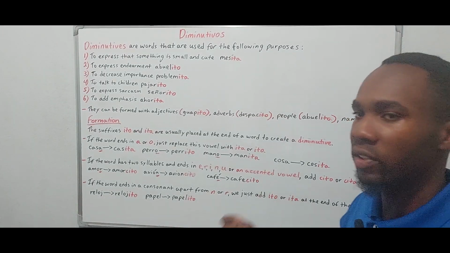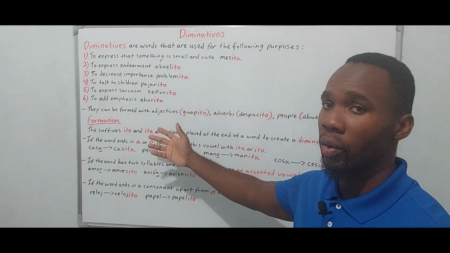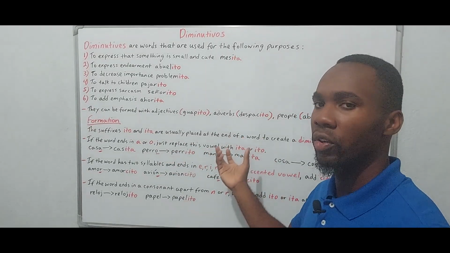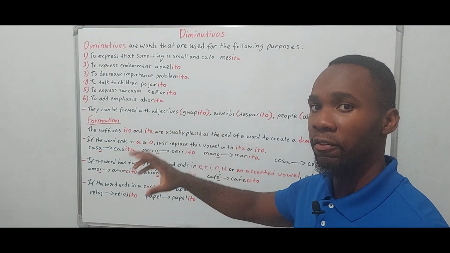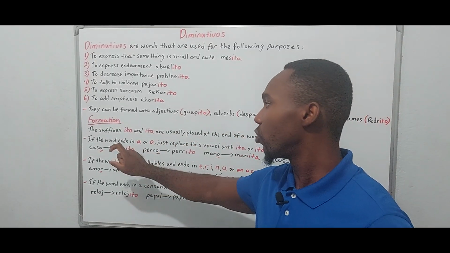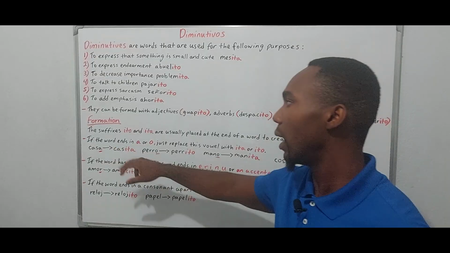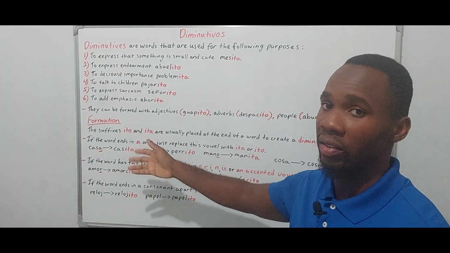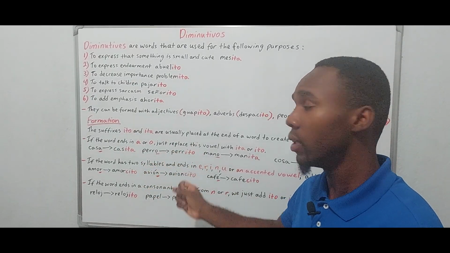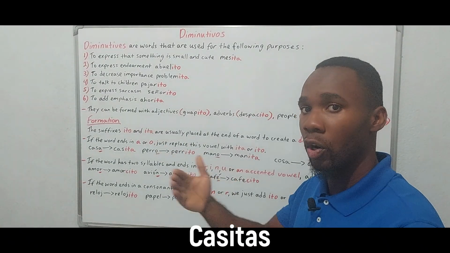But let's get into more specific rules. If the word ends in A or O, the two vowels, you just replace this vowel with ita or ito. Of course, ita corresponds to the feminine, whereas ito corresponds to the masculine, okay? So casa becomes casita. We remove the A and we add ita because it's feminine. We can't say casito. We have to say casita because the word is feminine. If we want to make that plural, we would say casitas, little houses, okay?